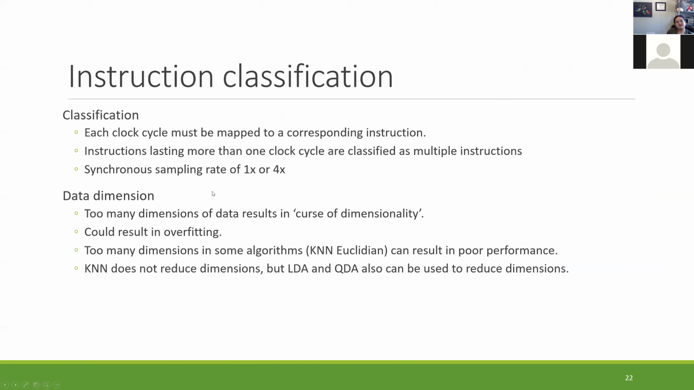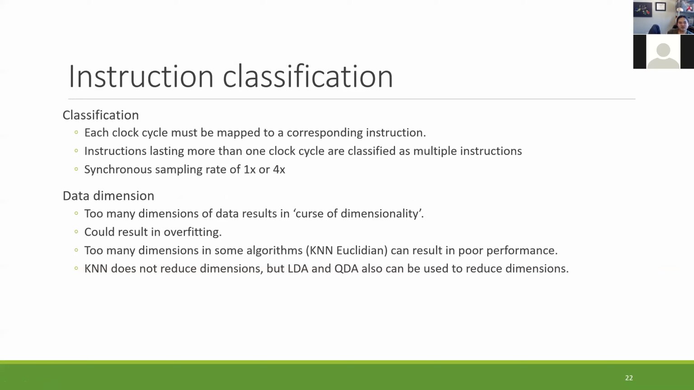So for instruction classification, each clock cycle has to be mapped to a corresponding instruction. Instructions lasting more than one clock cycle are classified as multiple instructions. It's a synchronous sampling rate of 1 to 4x. Again, we're talking about data dimensions here. Too many dimensions of data results in the curse of dimensionality.